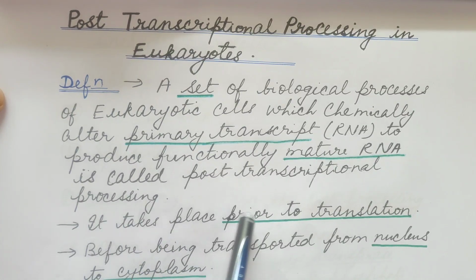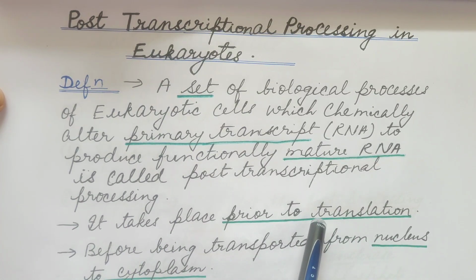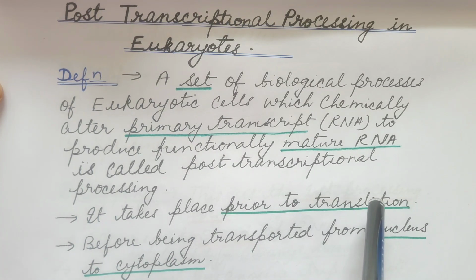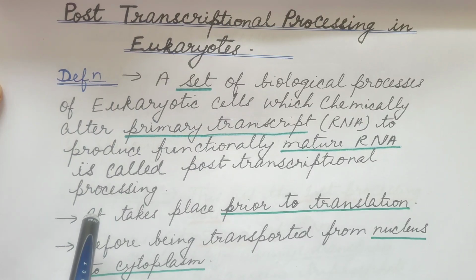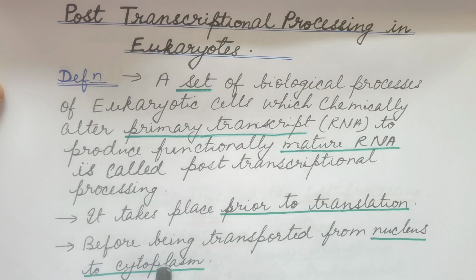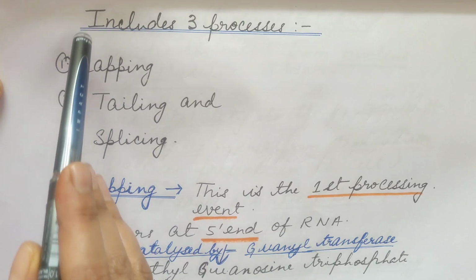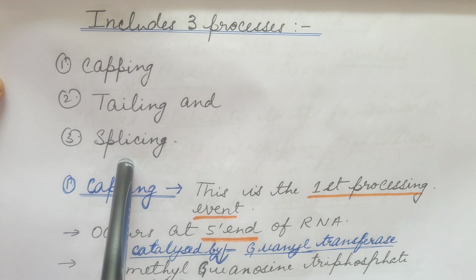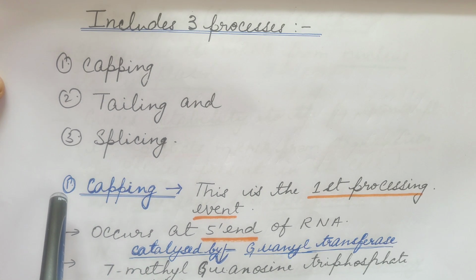It takes place prior to translation, that is protein synthesis. And for this, messenger RNA is transported to the cytoplasm. So, post-transcriptional processing occurs before being transported from the nucleus to the cytoplasm for translation or protein synthesis. It includes three processes: capping, tailing and splicing. Let us see them one by one.